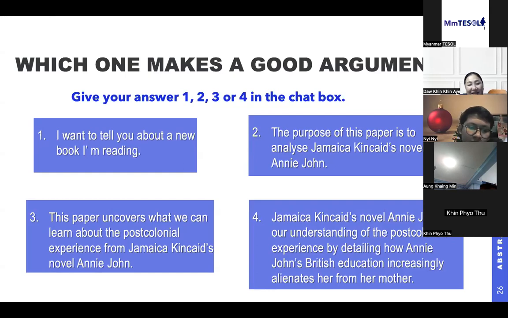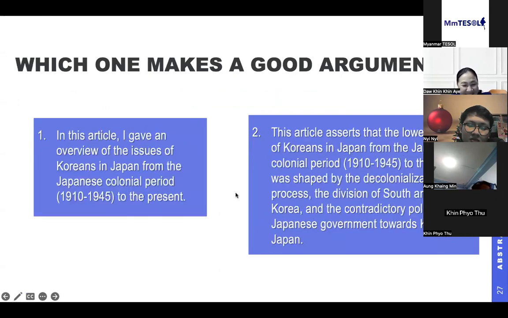That's great. Congratulations. You all got it correct. Number 4. Now let's look at it again. We have 1 and 2. Which one is a good argument?